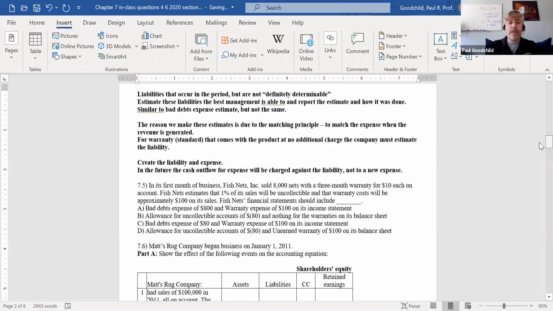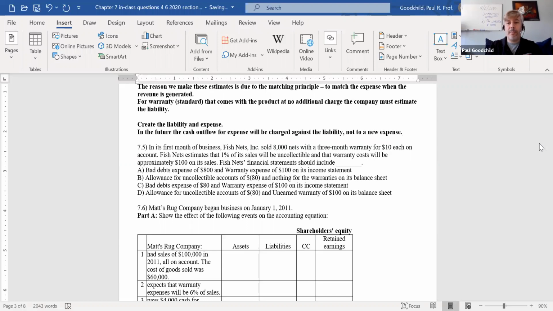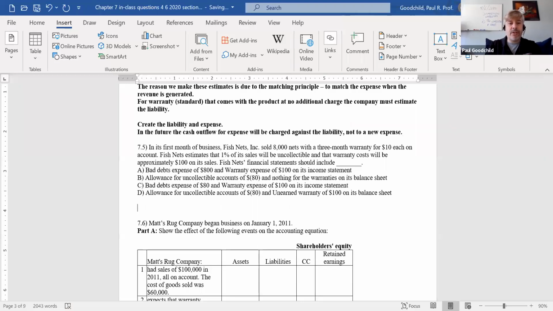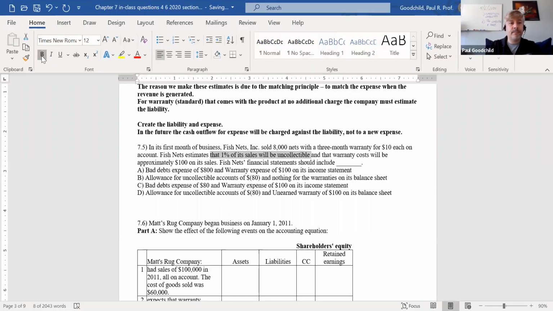Okay. So we're talking about typically what you would get with a product warranty. It says it's good for 90 days or a year. Some come with a longer term, but typically this is just the standard warranty. So it says in its first month of business, Fishnets Inc. sold 8,000 nets with a 3-month warranty for $10 each on account. It estimates that 1% of its sales will be uncollectible, and that warranty costs will be approximately $100 on its sales.